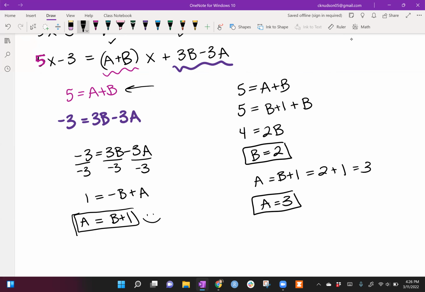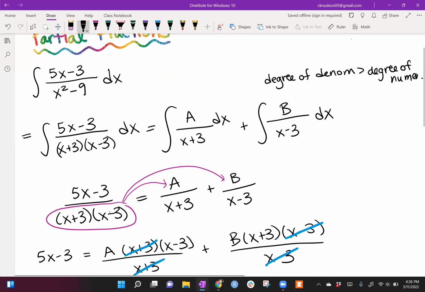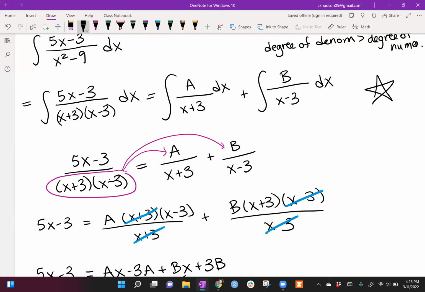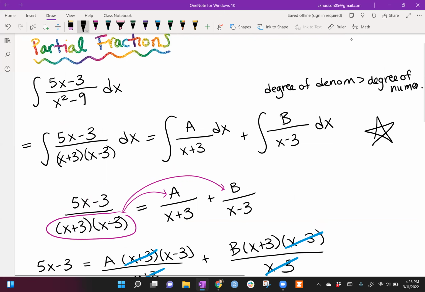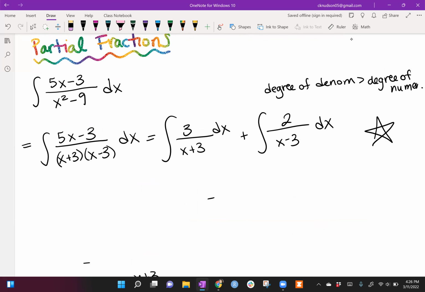Now we have the two constants that we need. We can come back to this setup right here. So now we can see that a was equal to 3, b was equal to 2. So let's go ahead and sub those in. Now let's go ahead and evaluate those integrals.